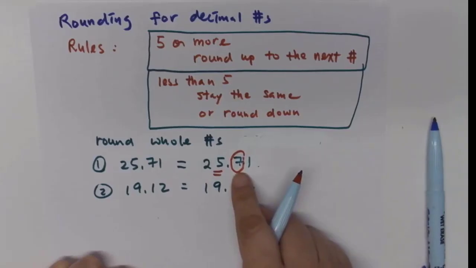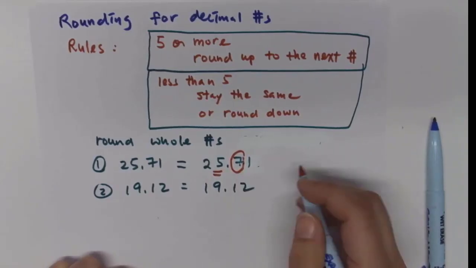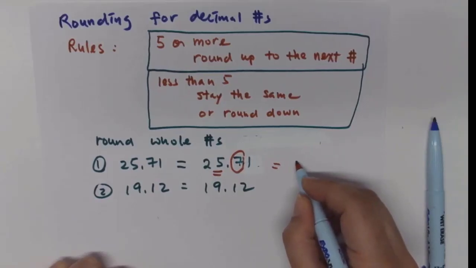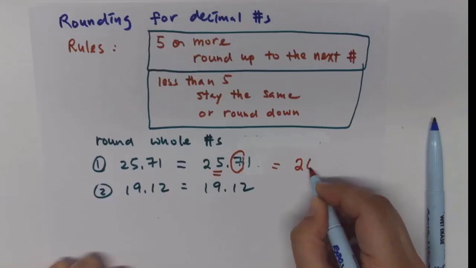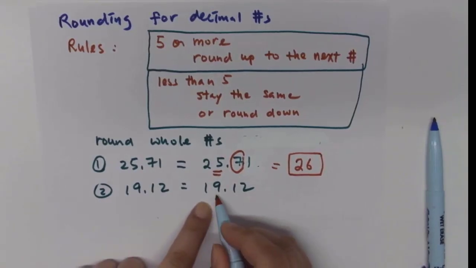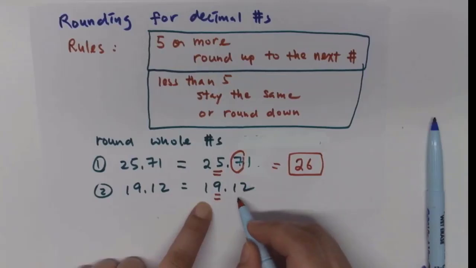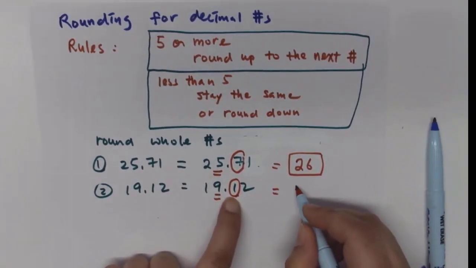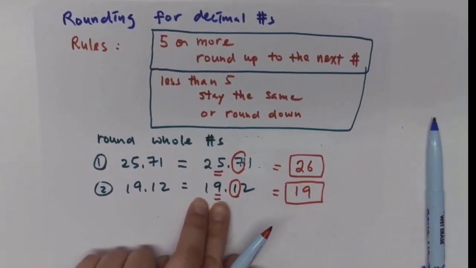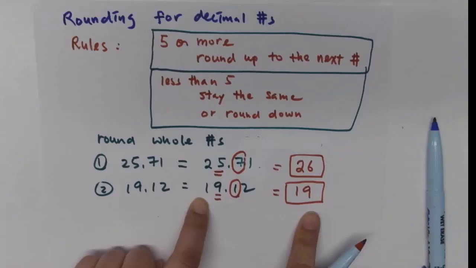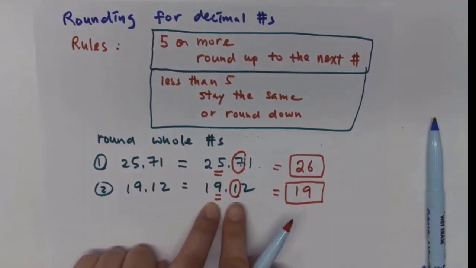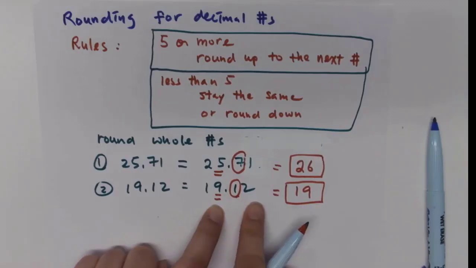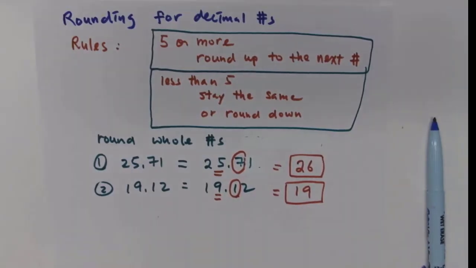If this is 7, then we should round up to, the answer is 26. And this one, we are deciding if the 19, the 9 needs to change basing on the 1. The 1 is less than 5, so the answer would be 19. For me, I'm staying the same number as 19, right? But for the newer book, sometimes they may say it was more than 19, it's 19.12, so it's down to just 19. So that's what they mean by round down to 19. It's supposed to mean the same.